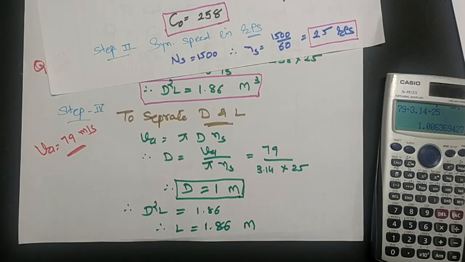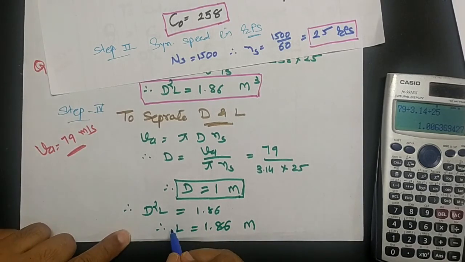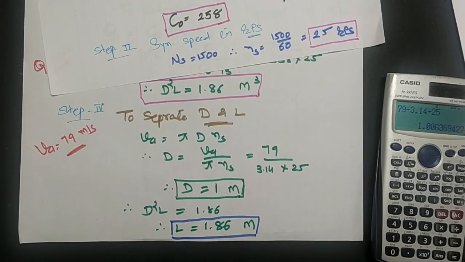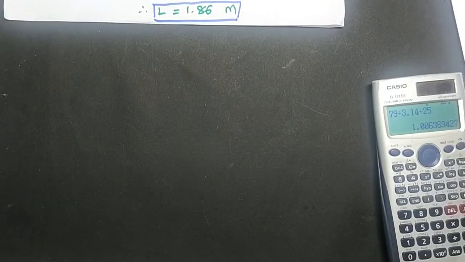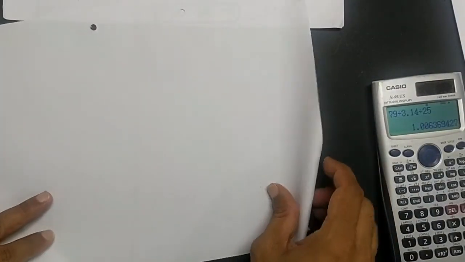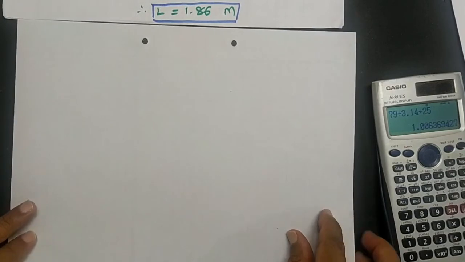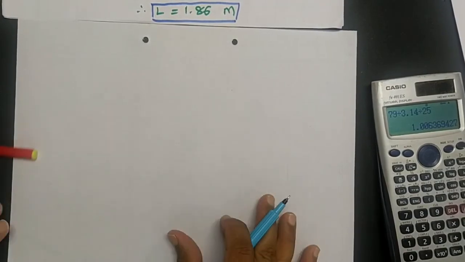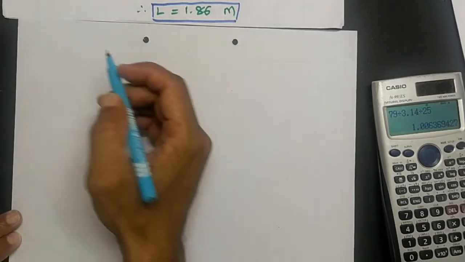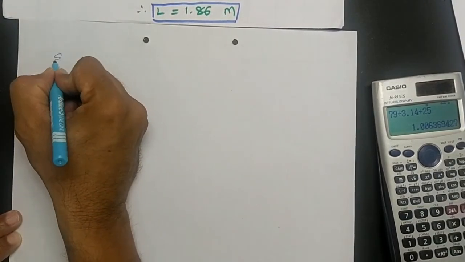Because D is 1, so D square is also 1, and we have L, that is 1.86 meter. So this way we have calculated our D and L, that is the main dimensions. Now let us proceed further for our next calculation, and that is EMF per phase, turns per phase.